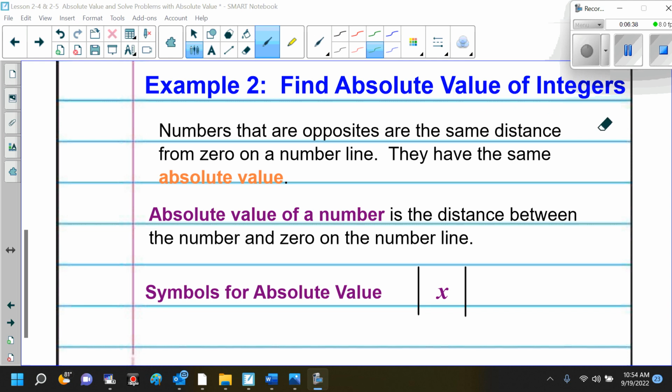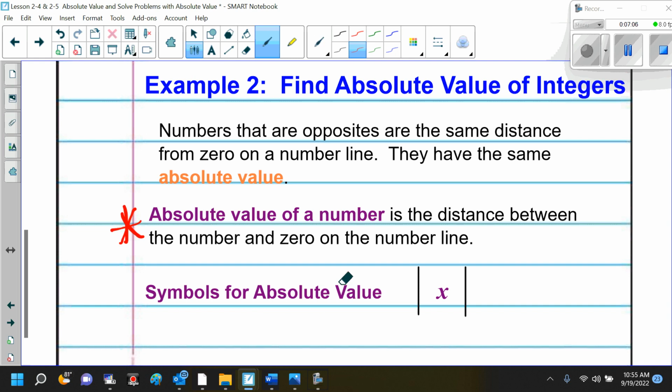Numbers that are opposites are the same distance from 0 on the number line. We already talked about that. Opposites have the same absolute value. So absolute value of a number is the distance between the number and 0 on the number line. Make sure you write down that definition.